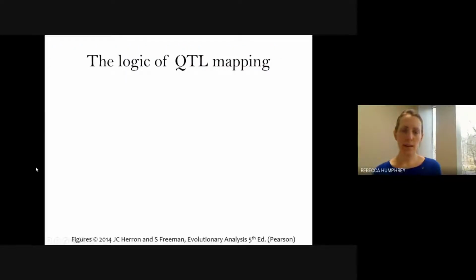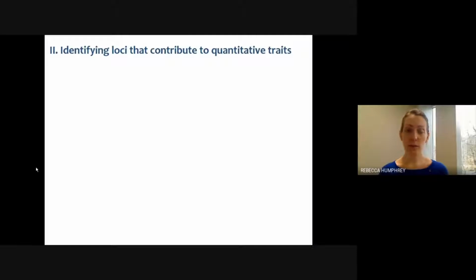This is a lecture to tell you about the basics of QTL mapping. So this is Roman numeral 2 in our topic of quantitative traits. Roman numeral 1 was a reminder that many traits are quantitative traits, meaning they are influenced by more than one allele, and are also influenced by the environment, right?